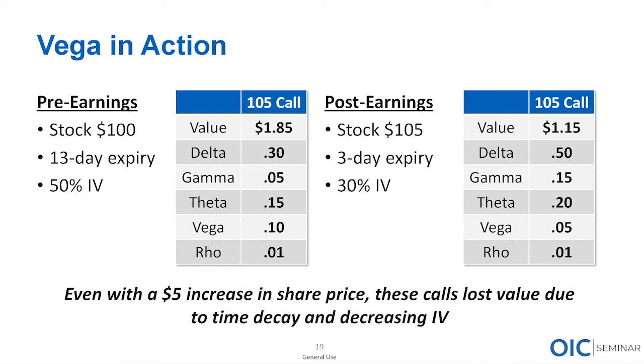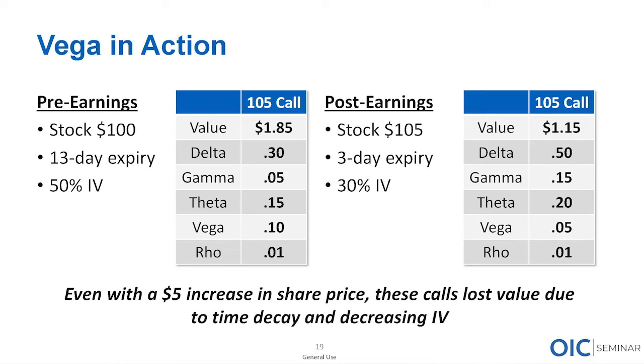So your Vega in action, you have pre-earnings. Stock price is 100. You have 13 days until expiration, and you have a 50 vol stock, or 50% implied volatility, okay? So we have the 105 call. Value is $1.85. Delta is 30. Gamma is 5. Theta is 15. Like you said earlier, that means you're going to lose 15 cents a night on that particular option. Your Vega is 10, and your Rho is a penny.